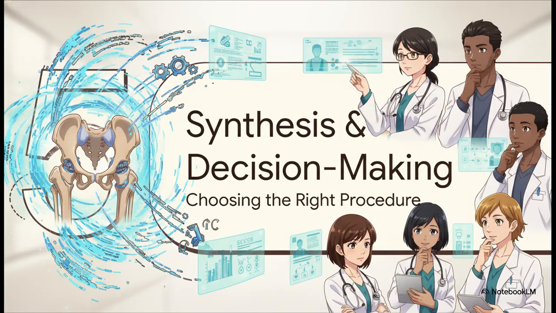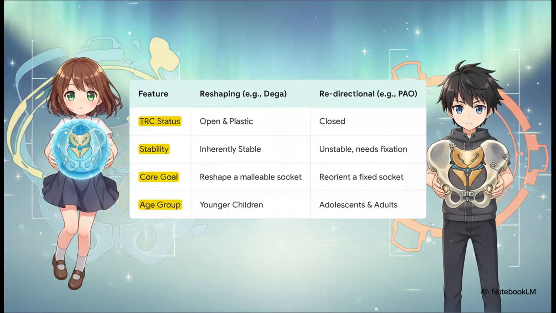Okay, so we've talked about the types, the techniques, the evidence. Let's put it all together now. How do you actually decide which procedure to use for which patient? This is the synthesis part that really demonstrates that consultant-level thinking. Honestly, this table is your ultimate cheat sheet. The single most important factor, the fork in the road, is the status of the triradiate cartilage.